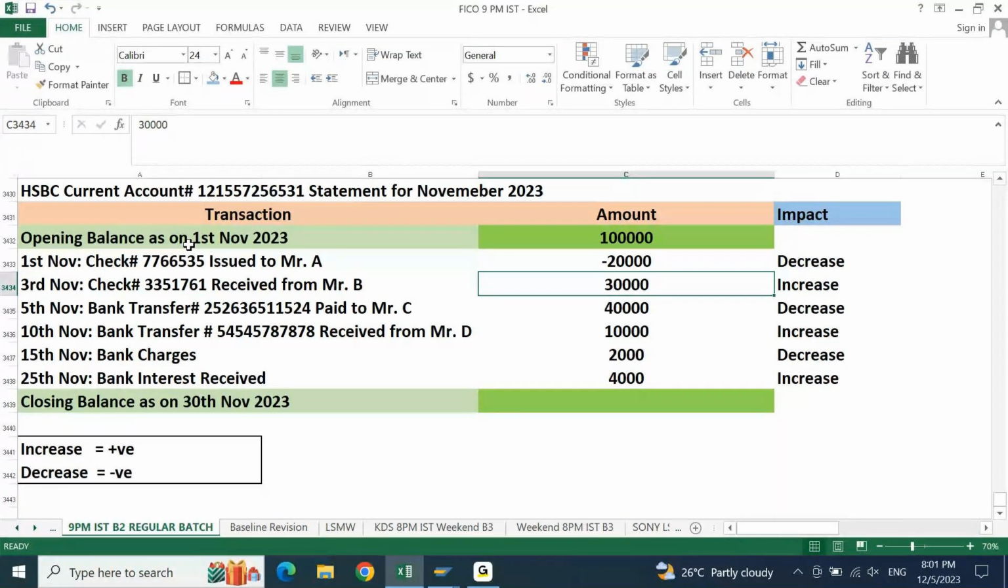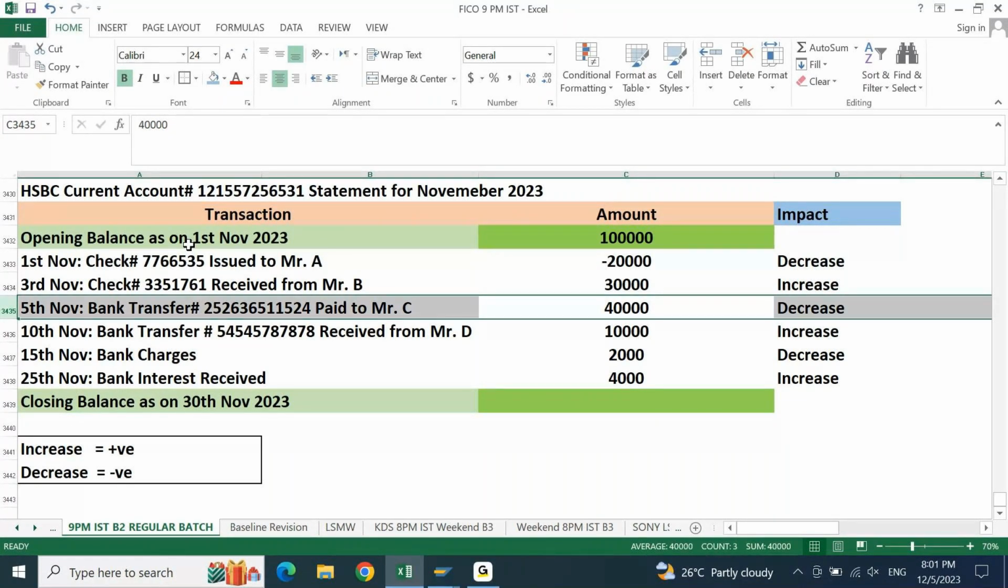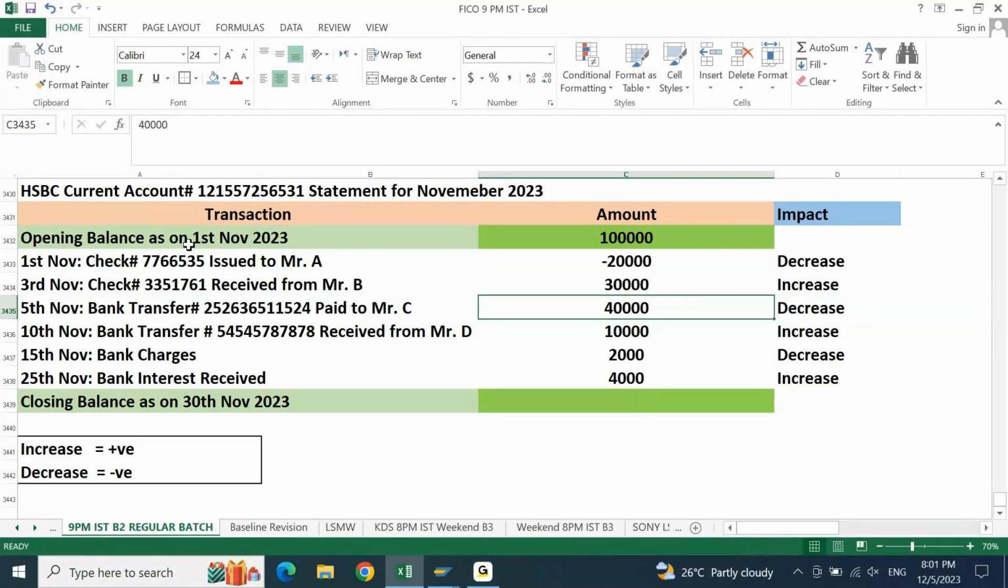Next one, you have bank transfer paid to Mr. C. When you're talking about bank transfer paid to Mr. C, this transfer is a payment. Any payment is going to decrease the amount. Any decrease is a negative number. Negative number means a minus sign here.